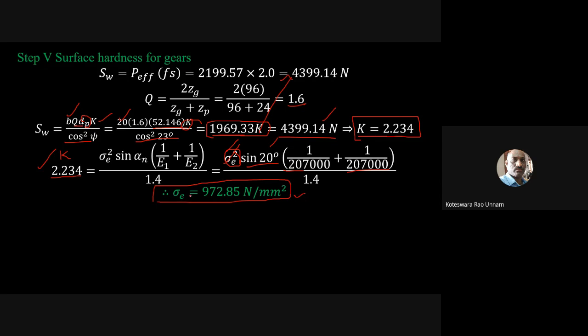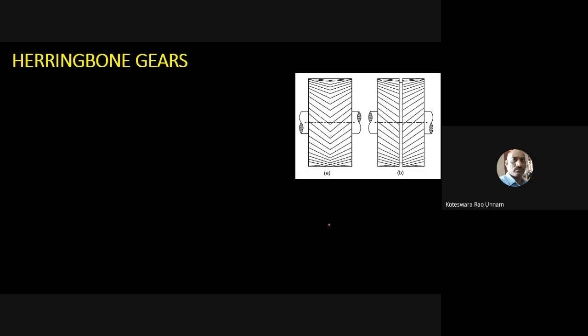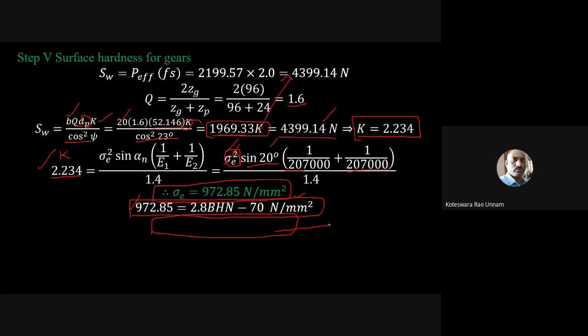Once you have the sigma E value, you have a relation between sigma E and BHN. The relation is sigma E equals 2.8 times BHN minus 70 newton per mm square. If I substitute sigma E as 972.85, then I'll get the BHN value, which is 372.45, which may be rounded up to 380. So this is the solution. Like this, we can solve this particular problem.